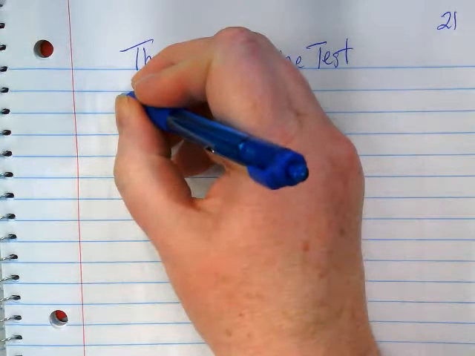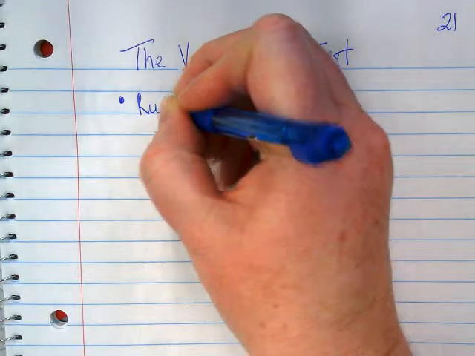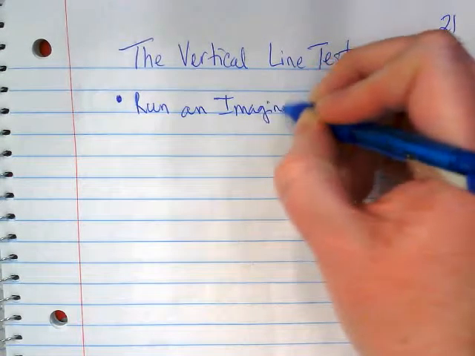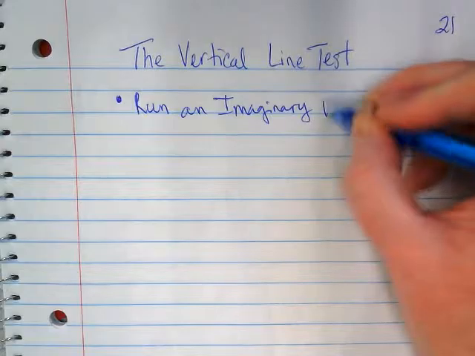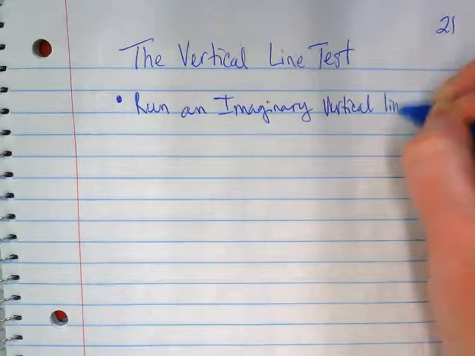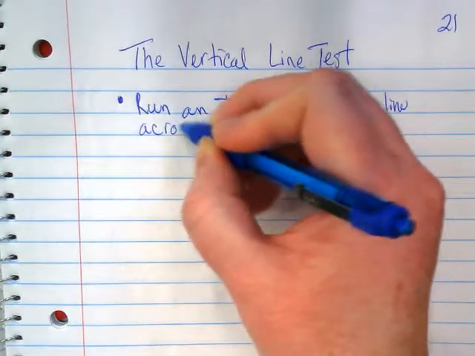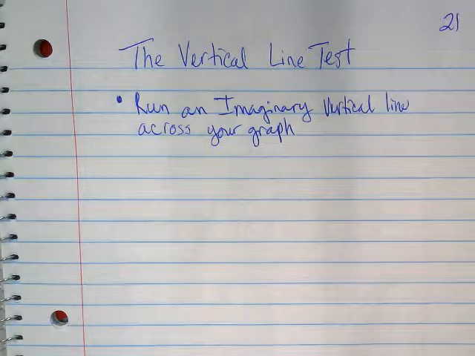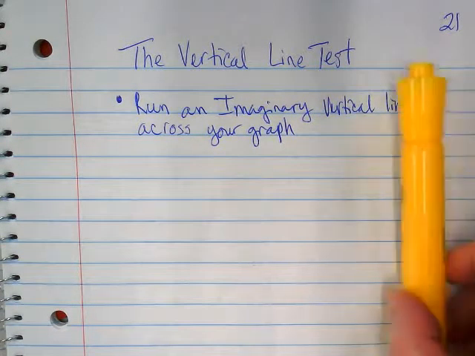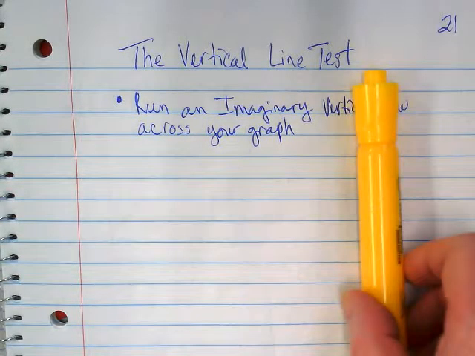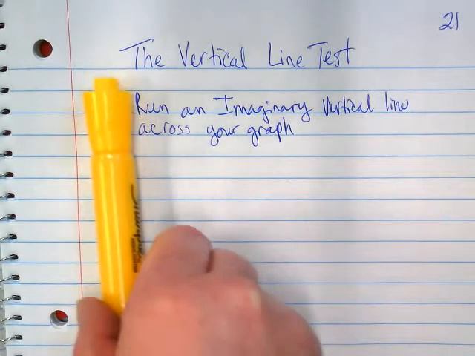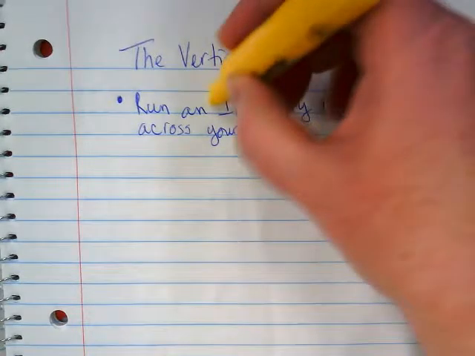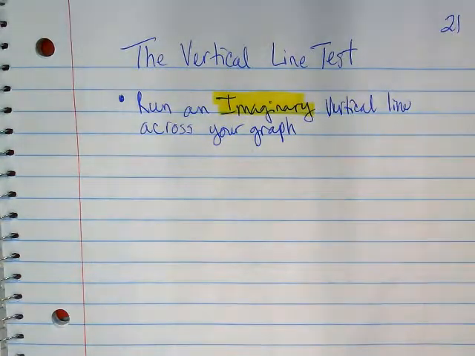So one way is to, we're going to put a bunch of bulleted notes, run an imaginary vertical line across your graph. Picture this as one of those fancy scanners. Pretend I have, this is my vertical line, and it just goes across my graph. Picture that as a line instead of my marker. I picture imaginaries usually as something highlighted or yellow, so I'm going to highlight imaginary.